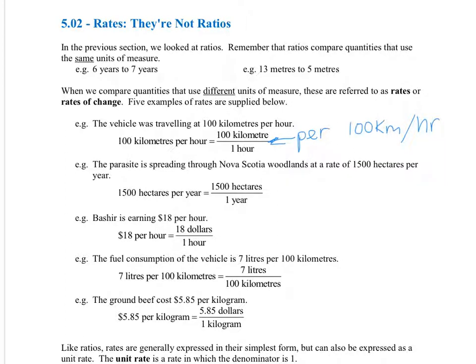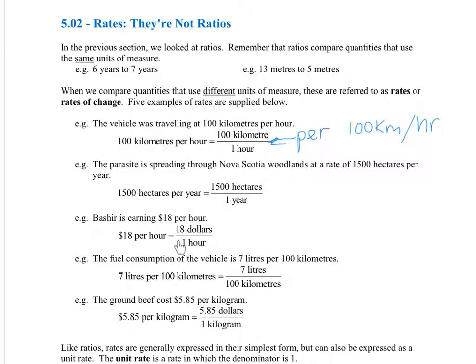Again, a parasite spreading through the Nova Scotia woodlands at a rate of 1,500 hectares per year. So 1,500 hectares per year, where this line means per. $18 per hour, so $18 per hour. Fuel consumption of the vehicles is 7 liters per. So this is a different rate where you don't have just one of the bottom unit, okay? And that happens sometimes, like you do see that in fuel consumption especially, okay?